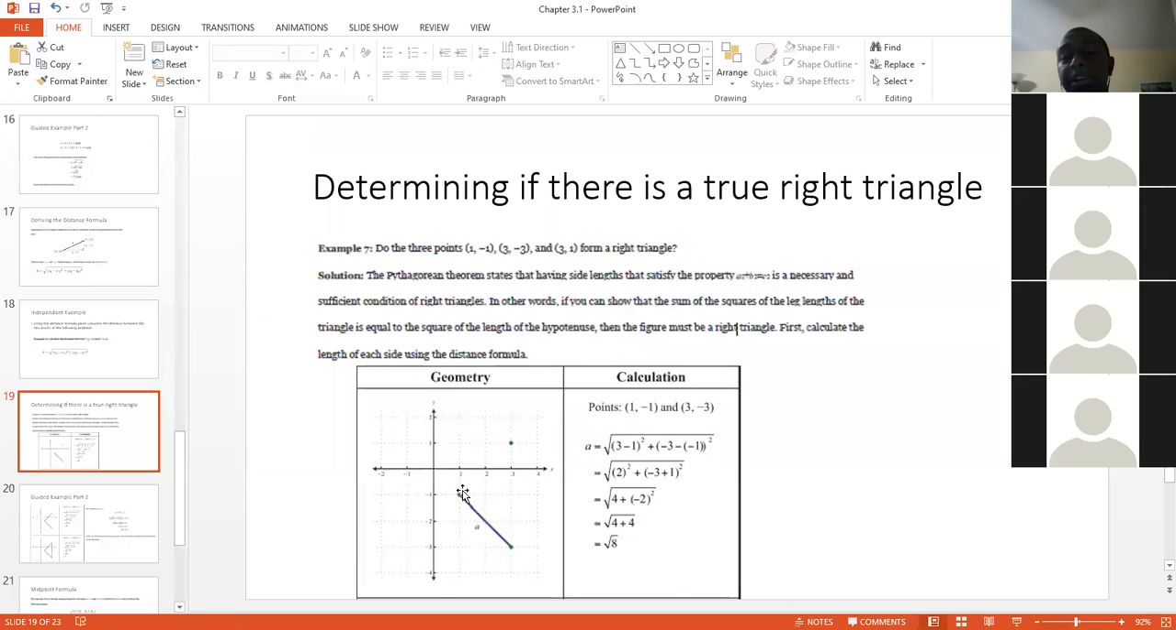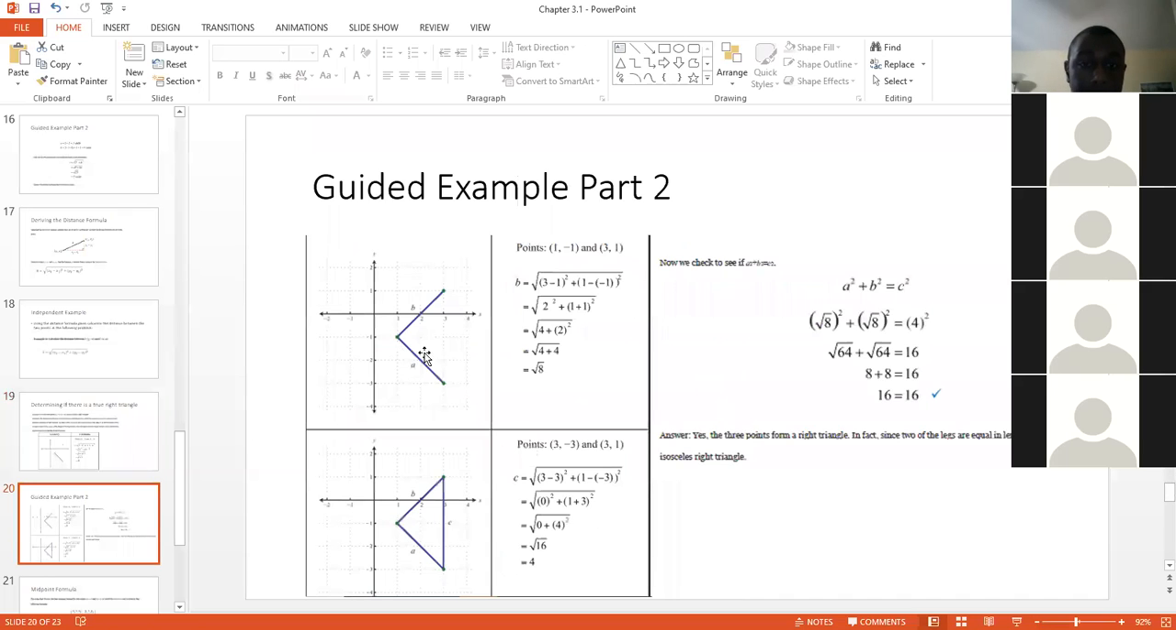The distance between 1, -1 and 3, -3, you can say that's side A. So they did the distance formula. They plugged in the numbers for x2, x1, y2, and y1. Then they got the square root of 8. So side A is the square root of 8. Side B, the distance between -1, -1 and 3, 1, they just plugged in the values in the distance formula, x2, x1, y2, y1, and it comes out to be the square root of 8.